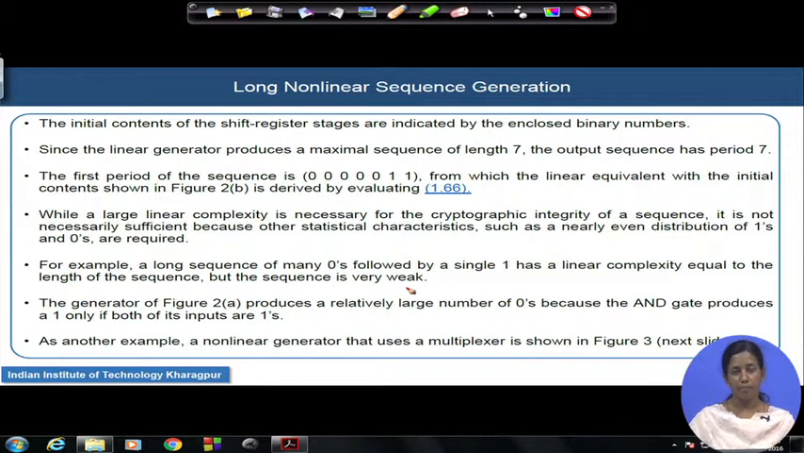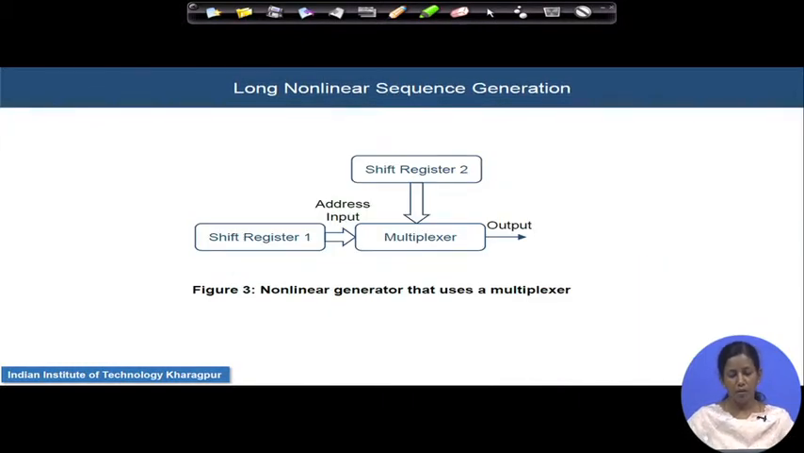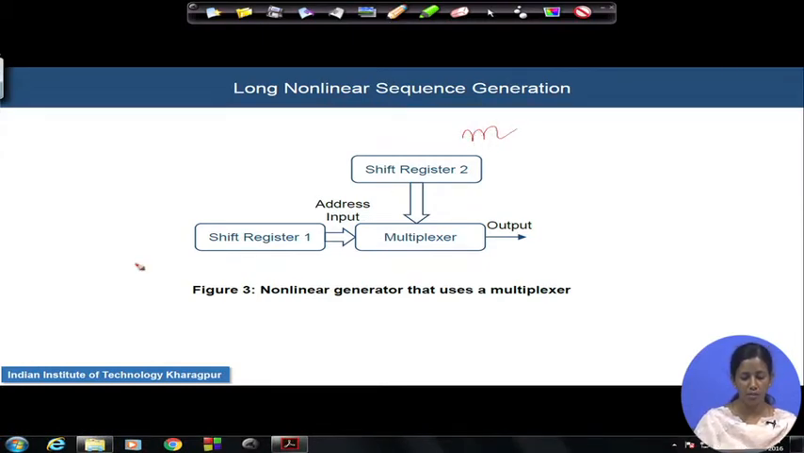So, another example of generating a long nonlinear sequence we will take in the next slide. Let us see. Here the idea is, suppose you have two different shift register sequences. Let us first consider that both have the same number of stages, but the initial conditions are not the same, and you have involved a multiplexer in the code generation process. The shift register number 2 gives first some code sequence.